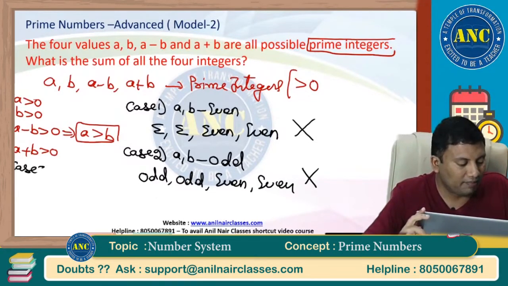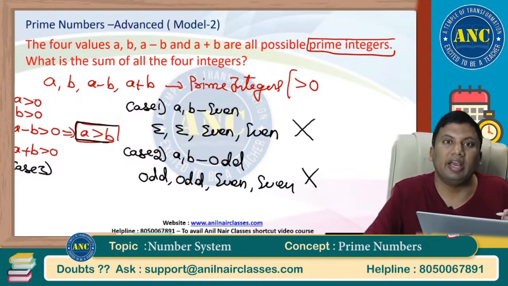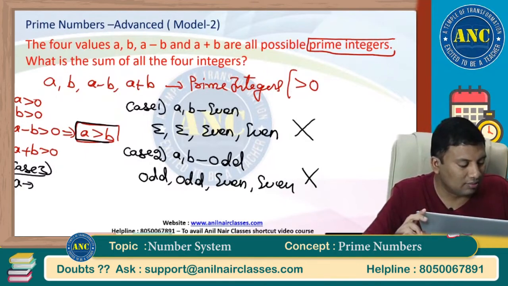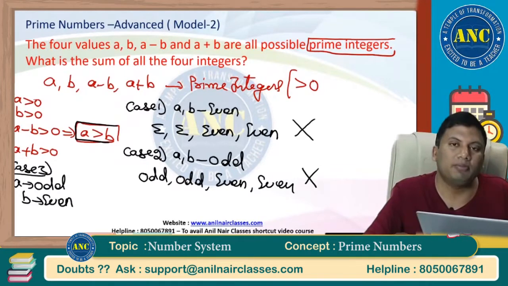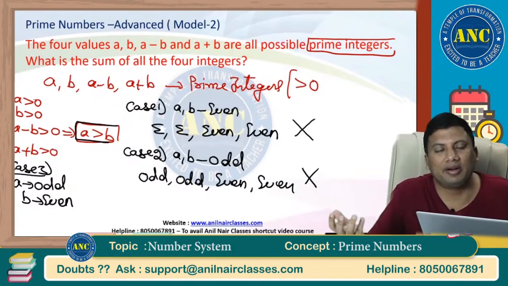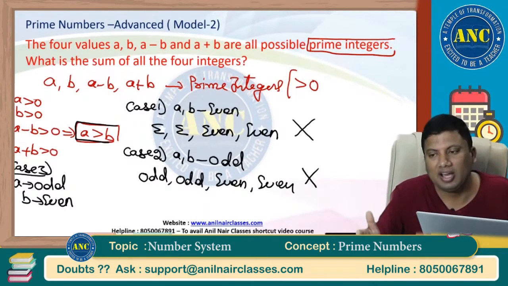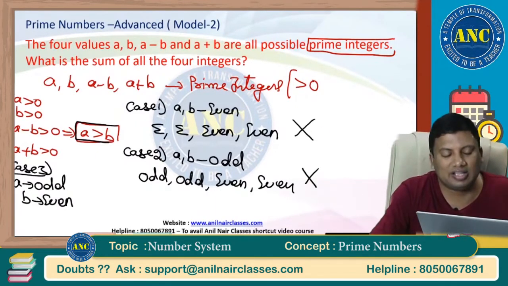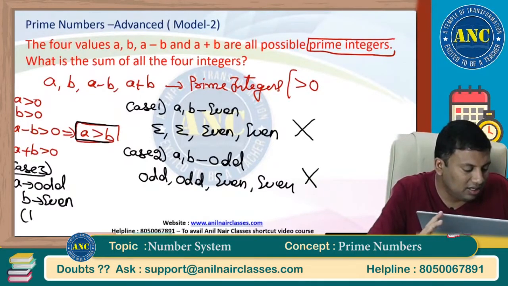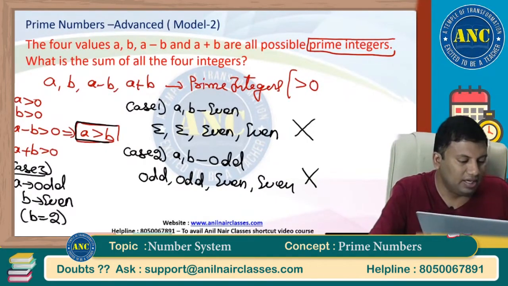Case number 3. A is greater than B. So you cannot take A even and B odd, because the lowest prime number is 2. So this is nothing but A odd and B even, because any prime number greater than 2 is an odd number. You cannot take A even, B odd, because there is no even prime number greater than an odd one. After 2, only odd numbers will appear in the set of prime numbers. A is odd, B is even. The only case is B is 2.